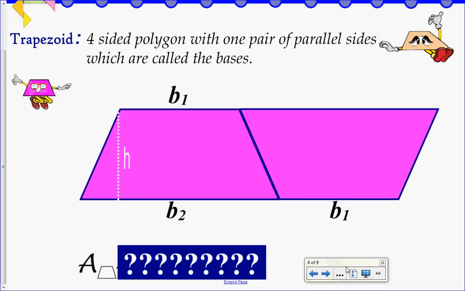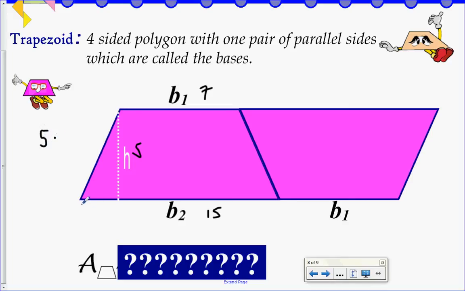Let's put some numbers in to help you. Here's some numbers. I'll pretend that the height is 5. I'll say that this base is 7. This is not drawn to scale. I'm making numbers up. And this base is 15. Okay. Well, I know the height is 5. So that's easy. Height is 5.